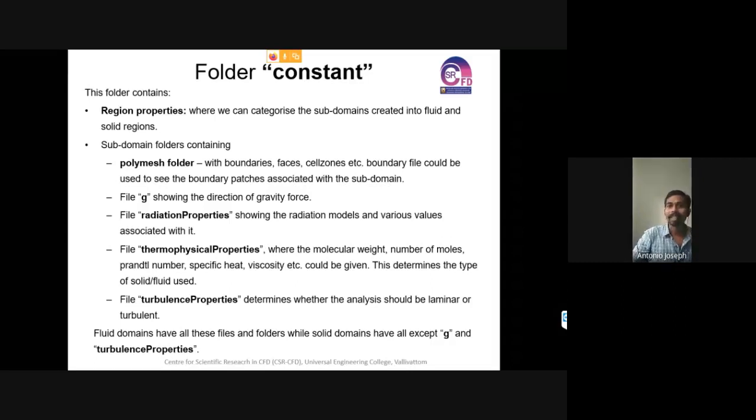Then again, in the constant folder also, we will come across different folders. Each domain will have its own folder, as I had told in the case of the zero directory. So inside the constant directory, we will have a folder for heater, another for air cavity, another for left solid, then another for right solid, etc. In each folder, we will have boundary files. That means a polyMesh folder will be there.